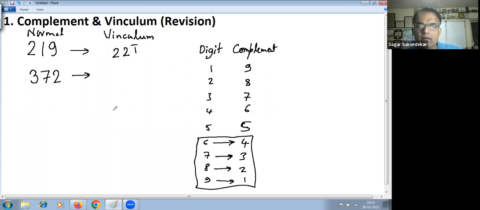Satvik, any doubt? See here. 2 will remain as it is. You have to start from the rightmost digit. Only digits which are above 5 will convert. 7 is above 5. Take complement. Complement of 7 is 3. Put dash. Add 1. Any doubts, Satvik?